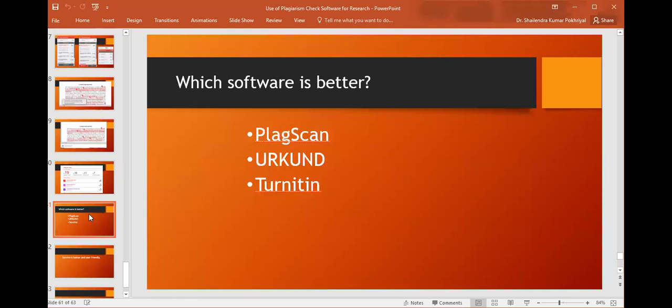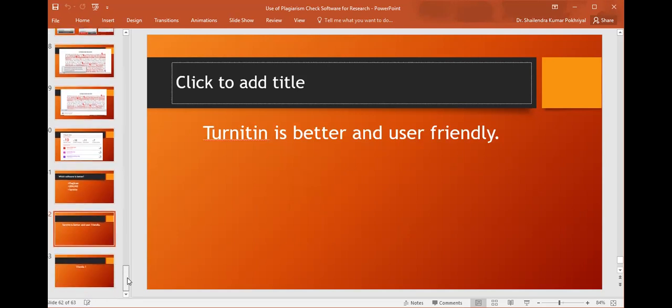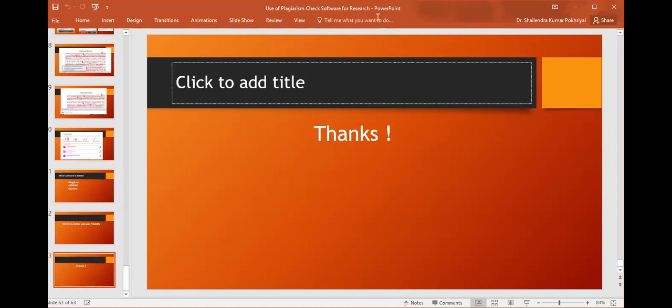So which software is better? I can say Turnitin, and Star also agrees that Turnitin is the best user-friendly software. Sir, next please. So this is the final slide. So Turnitin is better and user-friendly. In case anybody has any question, please feel free to ask, because from October onwards, you would be thinking a lot about plagiarism. Any question, any query?